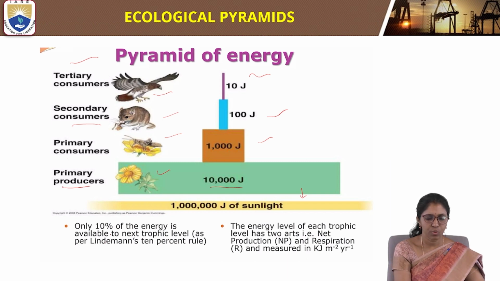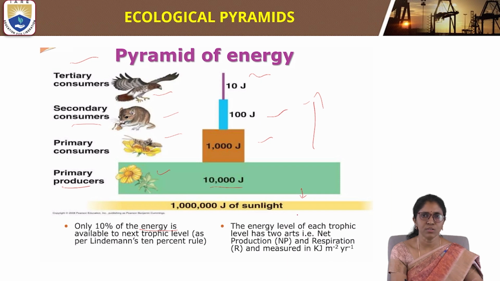If we see this graphical representation, only 10% of energy is available to the next trophic level. Only 10% of energy is available to the next trophic level. The energy level of each trophic level has two parts: net production and respiration, measured in kilojoules per meter square per year.